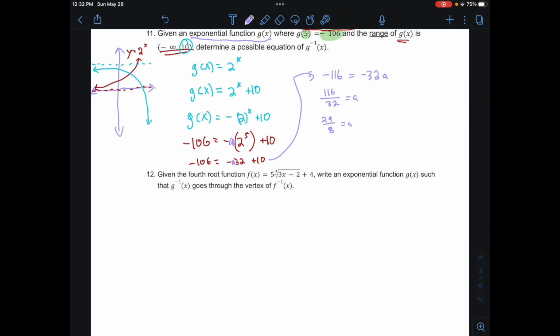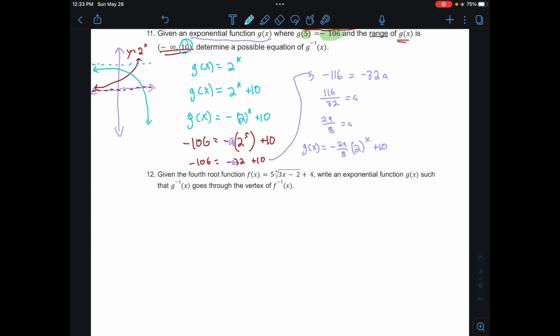So if that's all said and done, I end up with g of x should be equal to negative 29 over 8 times 2 to the x plus 10. That is not the only possibility, but that appears to be one possibility that works. If I plug in 5 here, this becomes 32. 32 divided by 8 would give me 4. 4 times 29 gives me 116, or negative 116. And then add 10 to that, and I get the negative 106 that I want. So my answer definitely works.